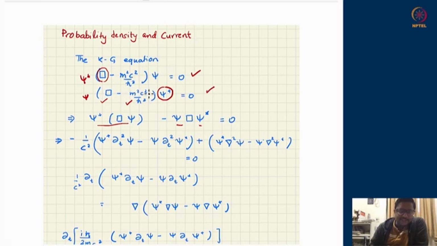But since this is a constant kind of thing, m square c square over h bar square is not a non-trivial operator. So therefore this can come out, and psi star together can give rise to psi mod square. The box cannot do that because box has derivatives which have to act on psi, or the box over here has to act on psi star first.